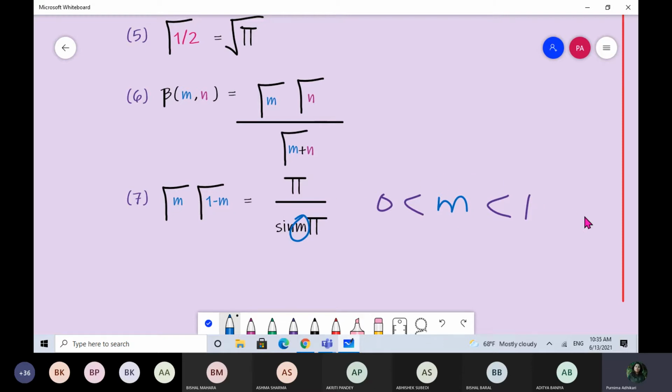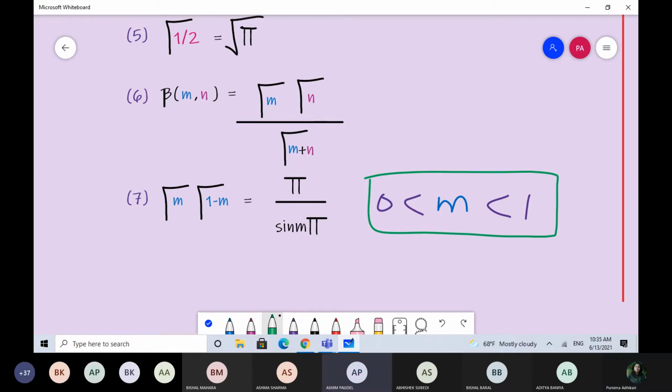Okay, in which case is your property applicable? When your value of m is between 0 and 1. Can you tell me why? Why does this condition hold? How can you say that this condition holds? What is the reason? Because of sine? No, that's not the reason. At 0 it goes toward infinity. And because of 1 minus m, if the value of m is greater than 1, a negative value comes inside the gamma function.